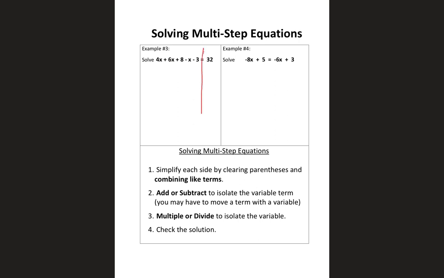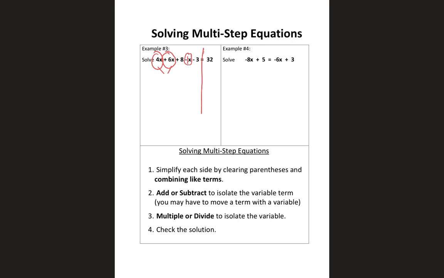So let's draw our line down there. Say I was circling 4x. What else could I circle? I could circle positive 6x, right? And then I could also circle that negative 1x, right? So make sure that we type that negative 1 in there so that we know that it's a negative 1x. So now let me combine those.